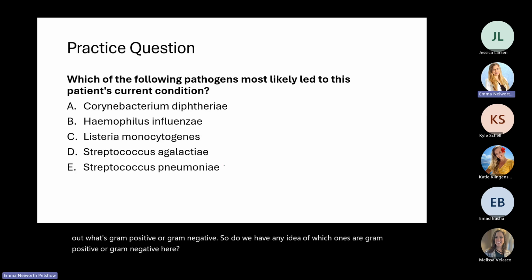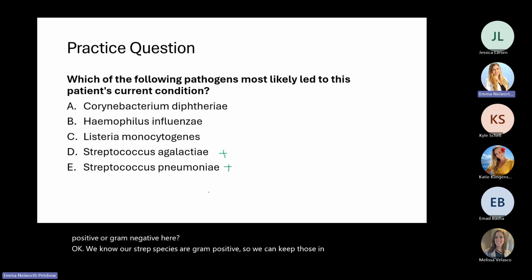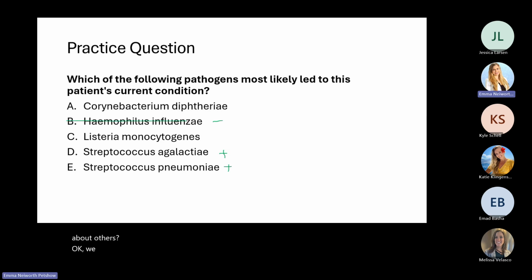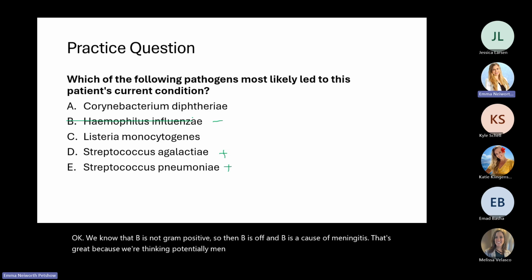Okay, we know our strep species are gram positive, so we can keep those in for now. What about others? Okay, we know that B is not gram positive, so then B is off, and B is a cause of meningitis, so that's great because we're thinking potentially a meningeal infection. What about A or C?